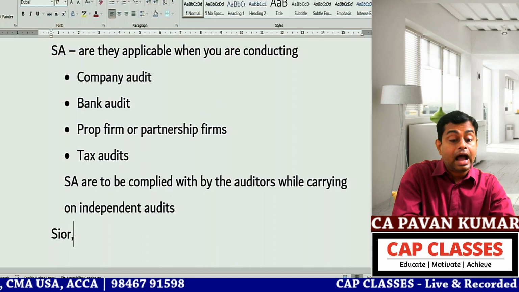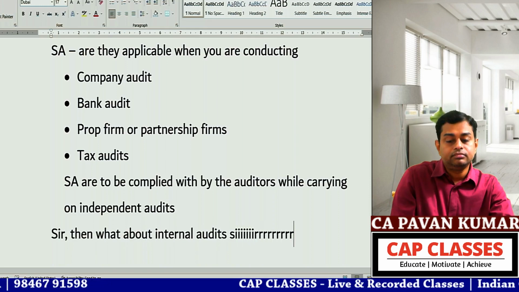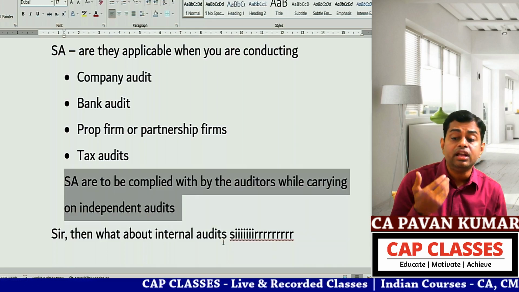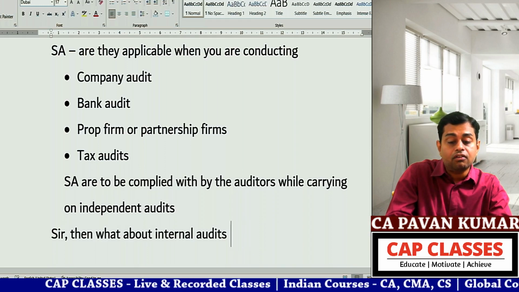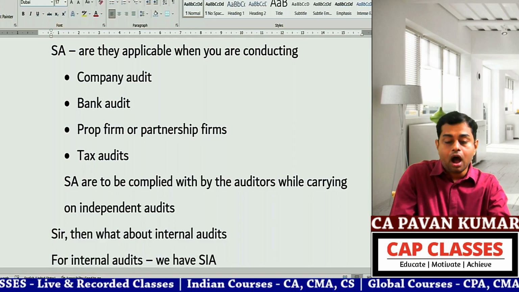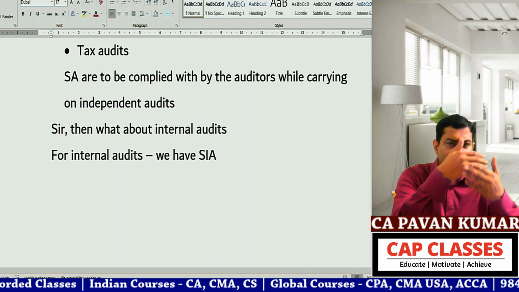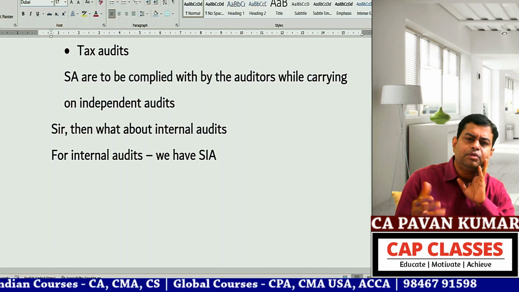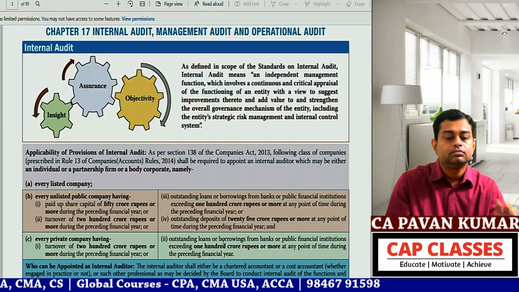Now the question comes, sir, then what about internal audits? That means from this sentence, can I say that standards on audit are not applicable in case of internal audits? Yes. So for internal audits, we have another set of standards. Write down. For internal audits, we have SIA, standards on internal audit. So SIA 4 also will be there, where you will discuss the report. The terms of engagement is one standard, then scope and objectivity, then giving the audit report. There are a few standards. Okay, so now come back.